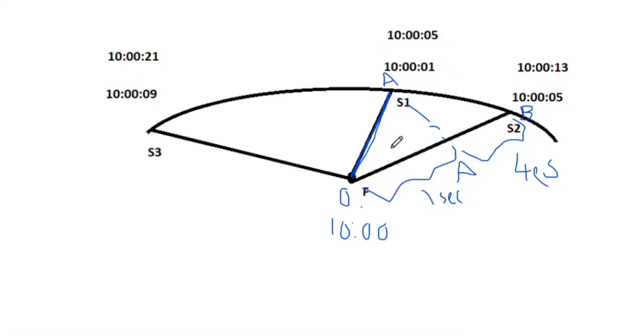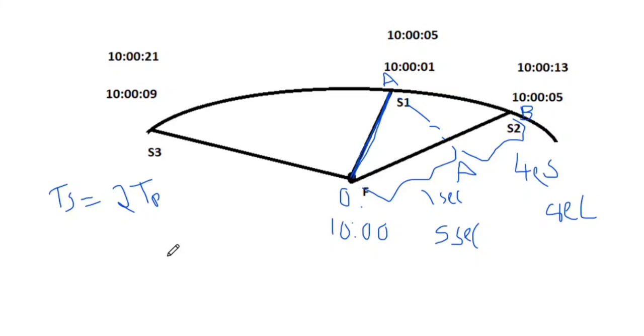Similarly, in the case of the S wave, it takes 5 seconds to travel this OA distance. Then for the remaining distance AB, the S wave took 13 minus 5, that is 8 seconds. That is, we can find that the time required by the S wave is always double the time required by the P wave. That can be denoted as Ts equal to 2 times Tp.